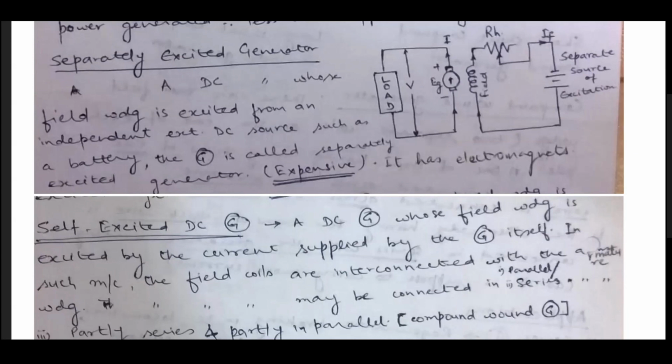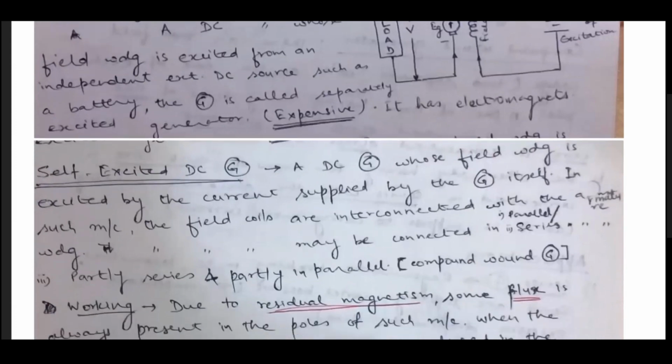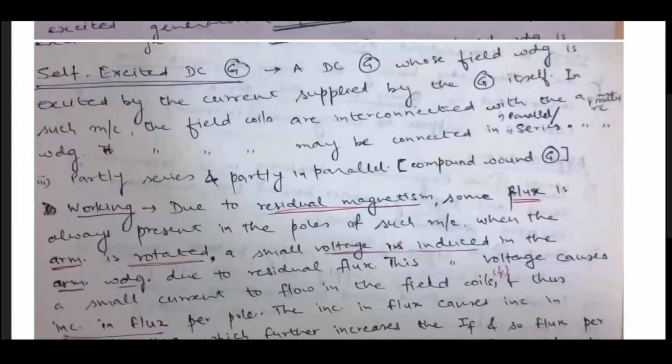Since this process involves a separate source of excitation, it is called a separately excited generator, and it is expensive because we are using two setups, one for the external excitation and one for this.